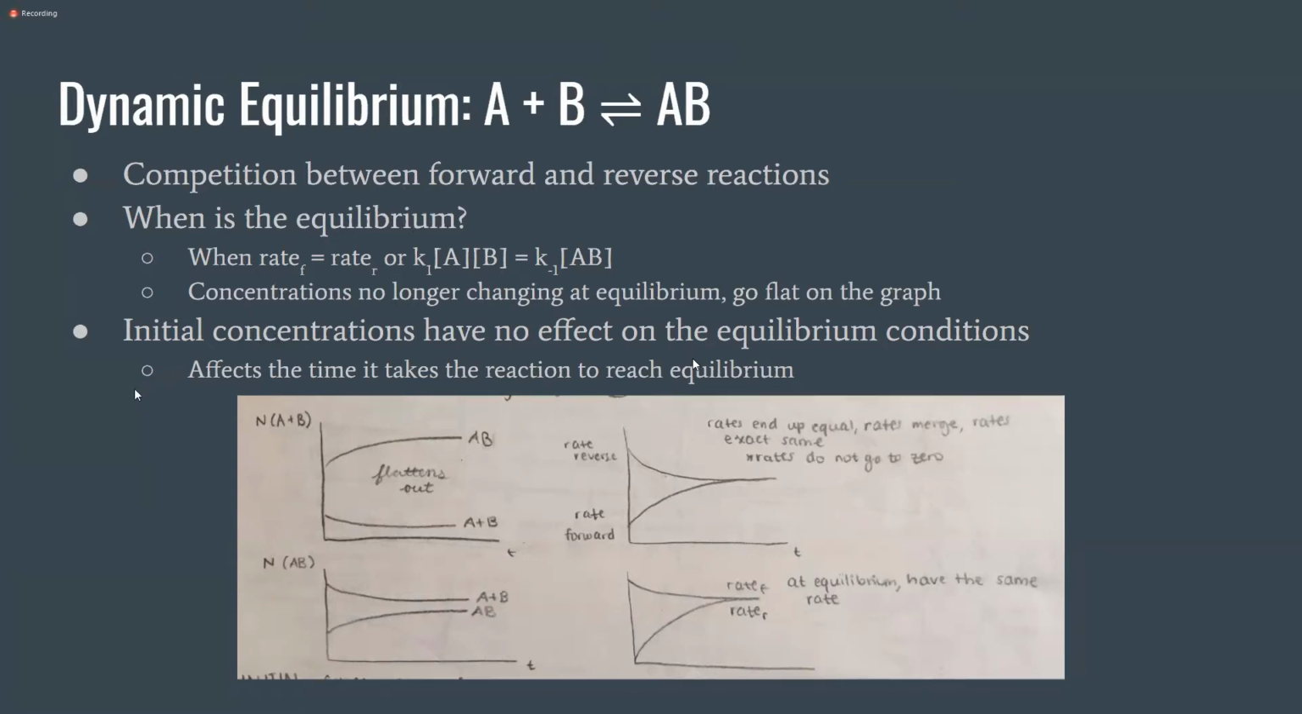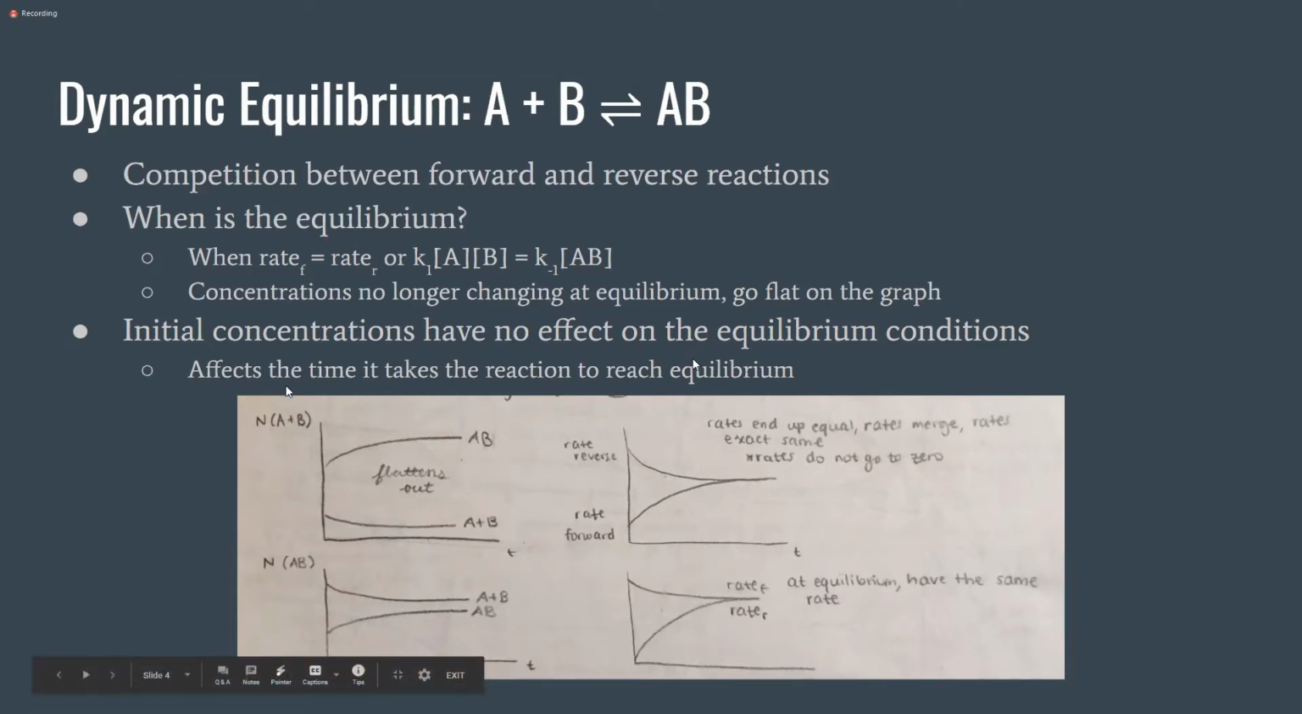So your initial concentrations have no effect on the equilibrium conditions. You can start with all products, or all reactants, or a mixture. And as long as you're at the same temperature, your reaction will have the same end concentrations, right? So you will get to the same equilibrium. Your K equilibrium value is going to be the same as long as you have the same temperature.